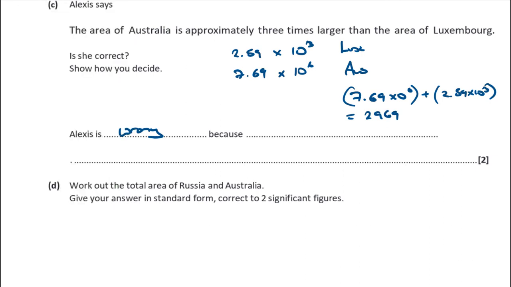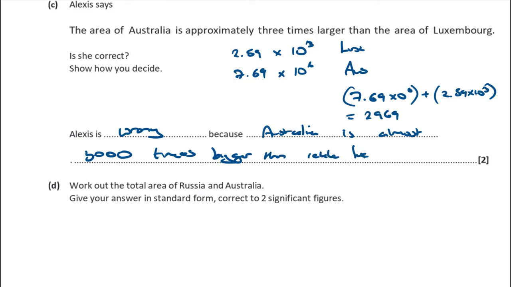Okay, so Alexa is wrong because Australia is almost 3,000 times bigger than Luxembourg. Okay, you don't have to write equal if you don't want to. Right, so Australia is almost 3,000 times bigger. I didn't write my 3 very well either there. 3,000 times bigger than Luxembourg there.